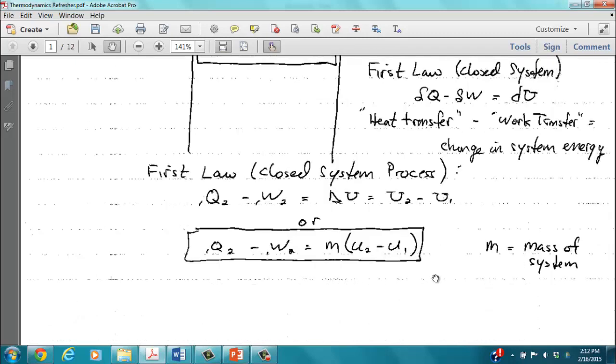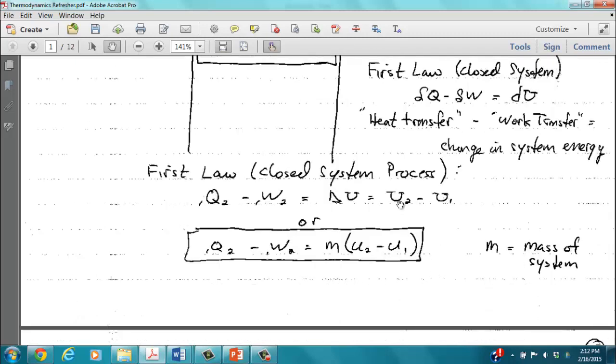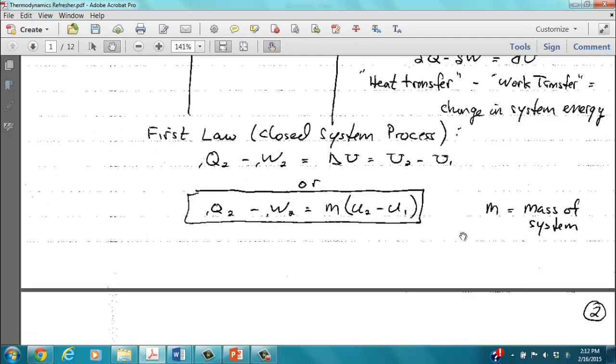Okay, so recognizing that this is total internal energy, so it's not mass specific, we can divide this by the mass and write our first law equation as Q1 to 2 minus work 1 to 2 equals mass times the change in specific internal energies between states 2 and 1. Okay, so I put a box around this equation because you're going to use this equation, or we're going to come back to this equation several times throughout this semester. So that's a good one to make a note of.